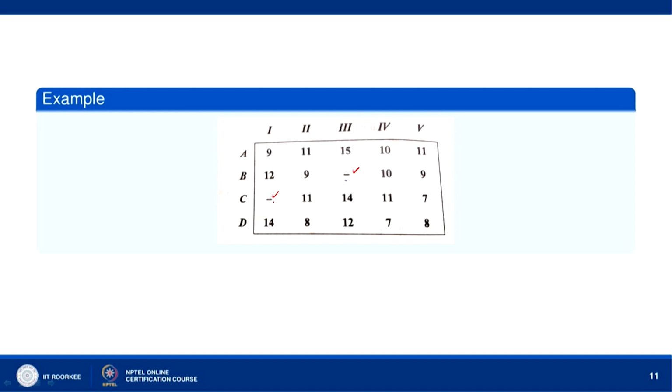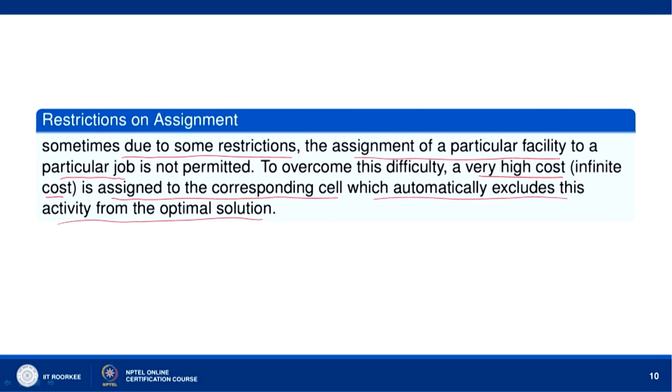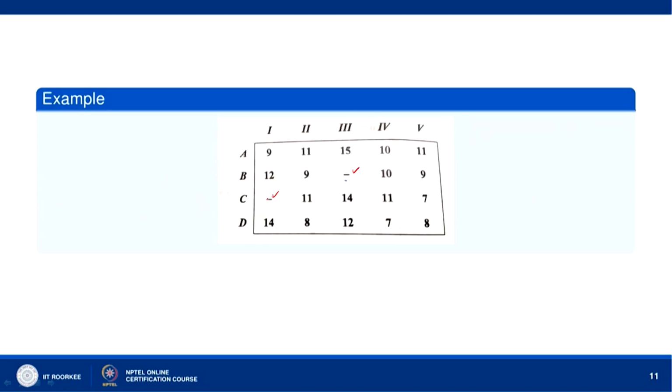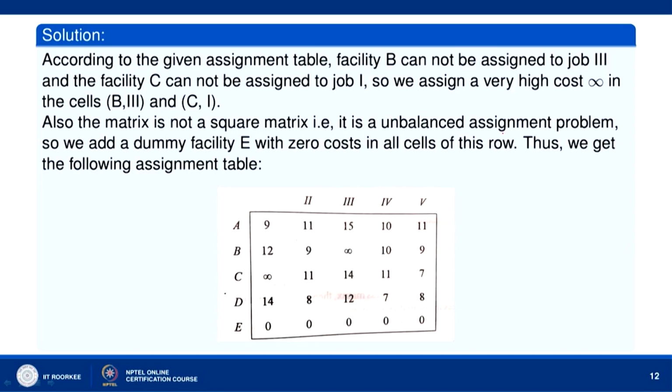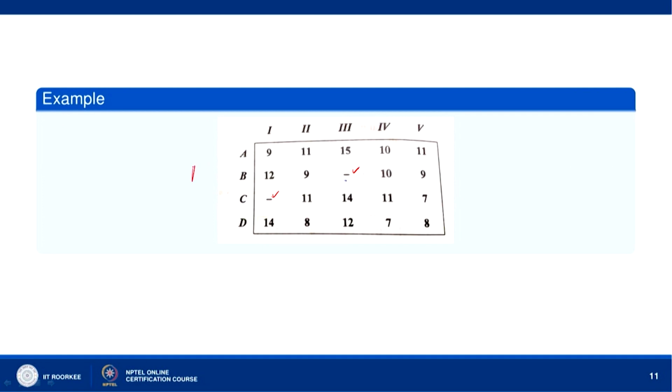So, the particular facility is not assigned to a particular job. These are blanks here, we will assign infinite cost to them, and to make it a balanced problem we will add one dummy according to the given assignment table facility B. These are facilities.